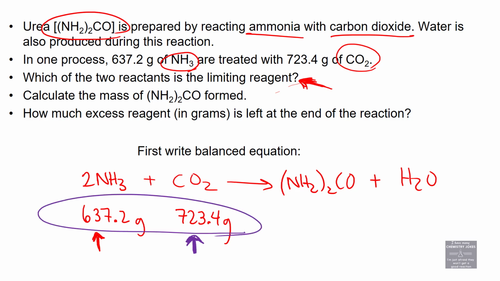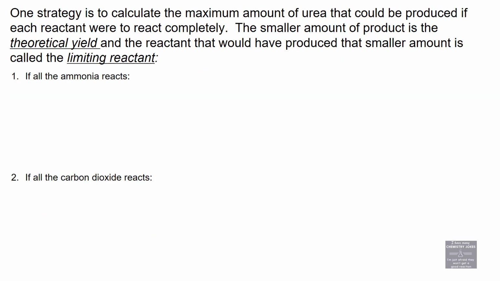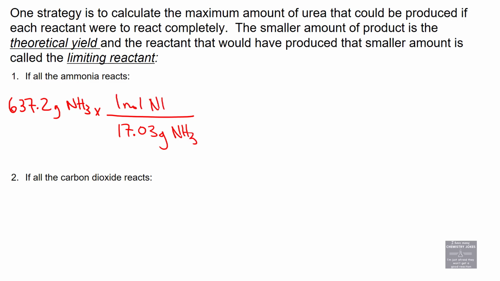Most of the time when you're given mass amounts for 2 reactants, it's a limiting reactant problem. You're going to have to figure out which reactant is limiting. All right, let's roll. So if all of the ammonia reacts, I started out with 637.2 grams of ammonia. We will count hydrogen as 1.01 for this molar mass. So that makes this 17.03 grams of ammonia in 1 mole of ammonia.